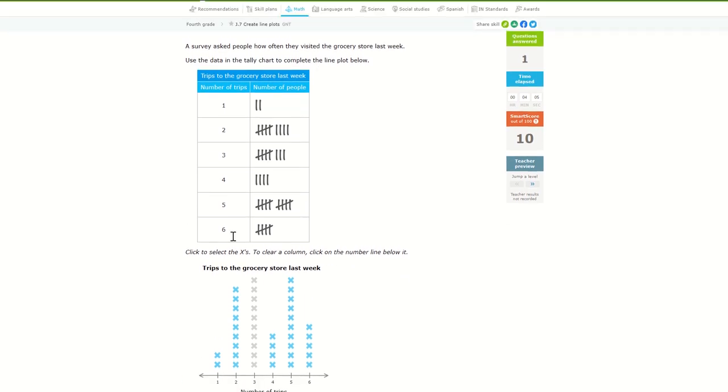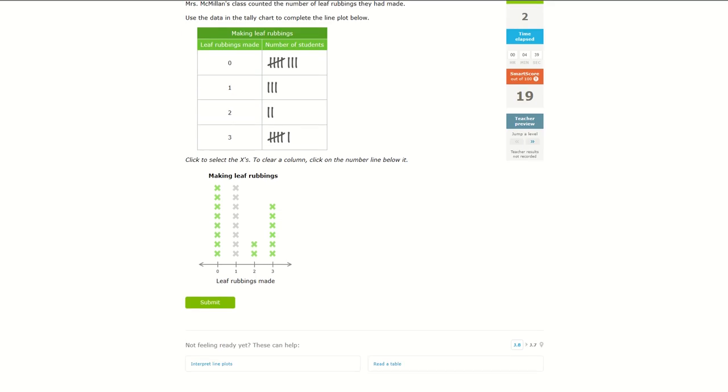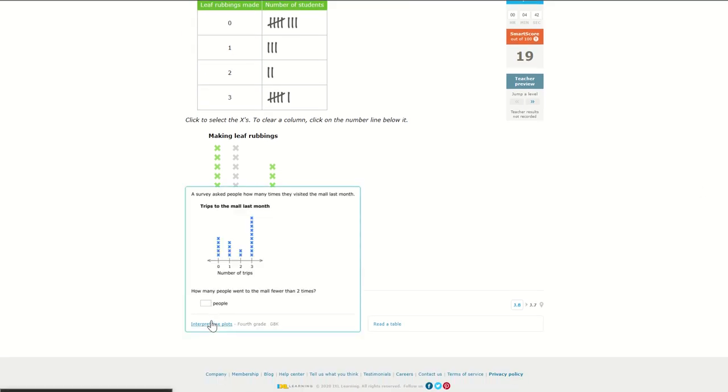Now here, the line plot looks a little bit different. Instead of numbers, they did tallies. You can do it either way. But basically, we're going to do the same thing. Well, it looks like we're doing trips to the grocery store last week. This was 1 trip, this was 2 trips, and 3 trips. We can go up to the 3 here and see that they made 5, 6, 7, 8. So that means I'm going to click 1, 2, 3, 4, 5, 6, 7, and 8. And hit submit.